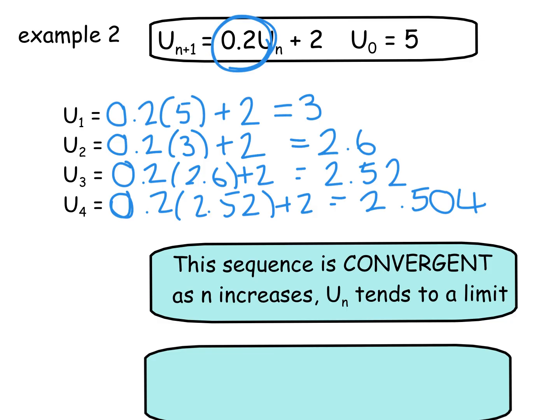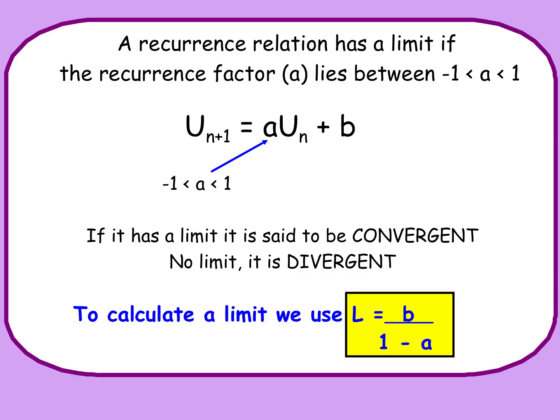So there is a wee bit of a note that I would give at this point. A recurrence relation has a limit if the recurrence factor, a, lies between -1 and 1. So this is what you're always looking at.